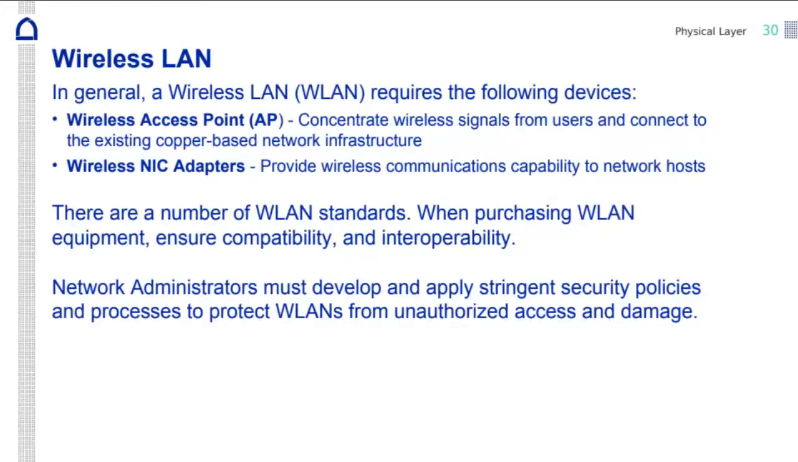The wireless LAN needs what? It needs an access point like this one. We call it AP or WAP, wireless access point. You will need wireless NIC adapters. Who can give me an example for a wireless NIC? It's inside your laptops. You are connecting to the access point, but without cable, right? So you are using a wireless NIC adapter.